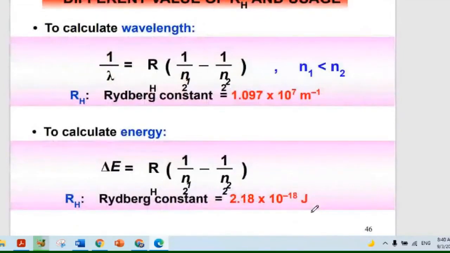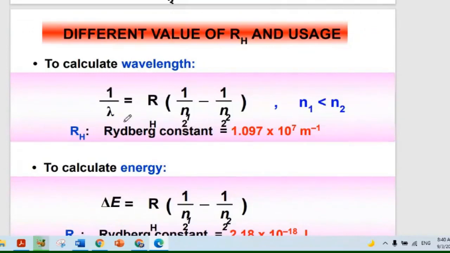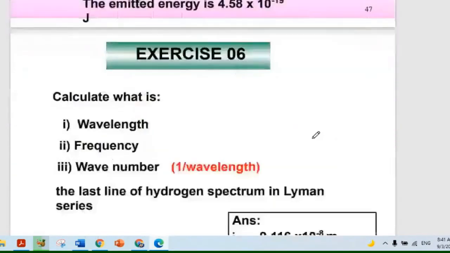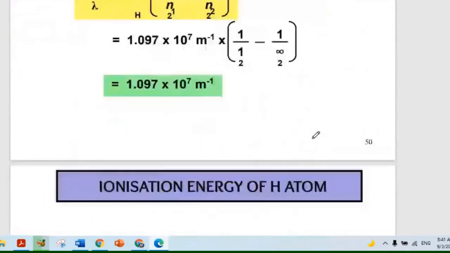Many of you keep on asking, madam, Rydberg constant. Rydberg constant, you must always remember, if 1 over lambda for the wave number or to calculate the wavelength, is 1.097 times 10 to the power of 7 per meter. And then for delta E, the Rydberg constant is 2.18 times 10 to the power of negative 18 joule. So be careful. You have to check which formula you want to apply.